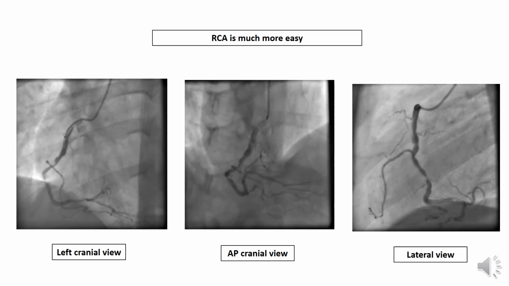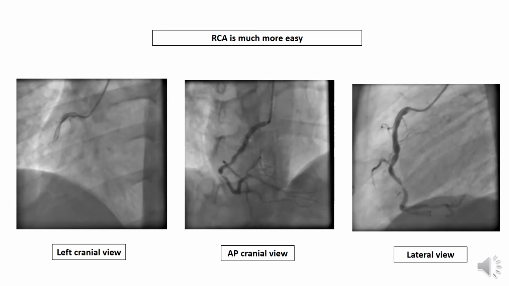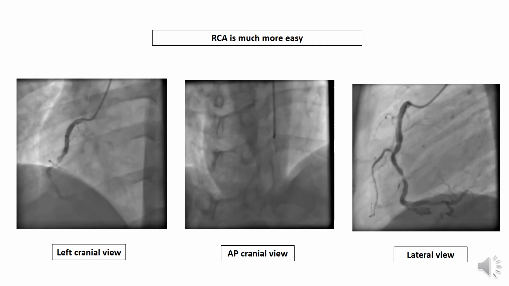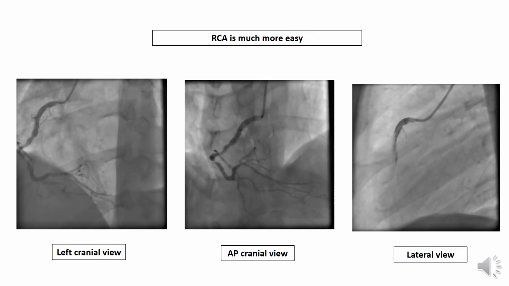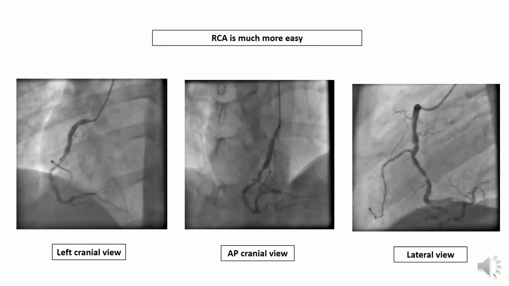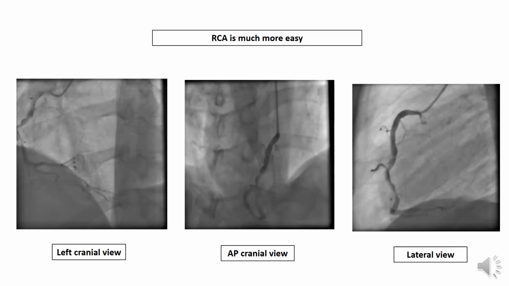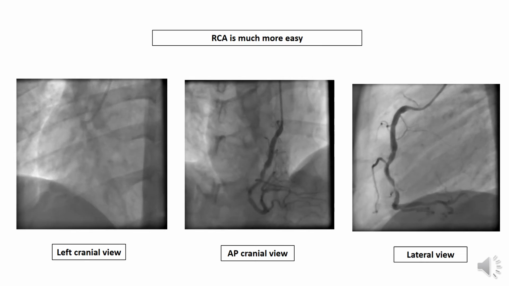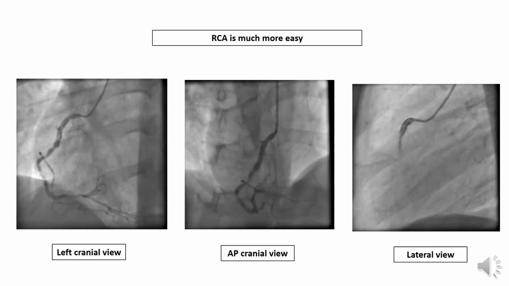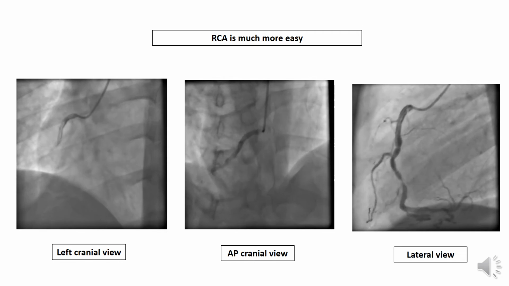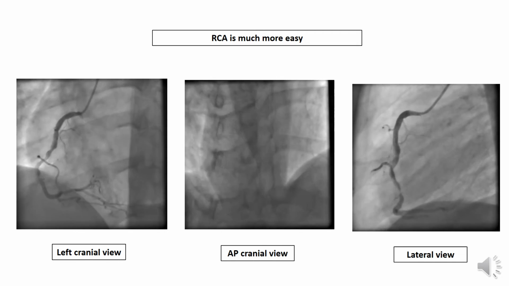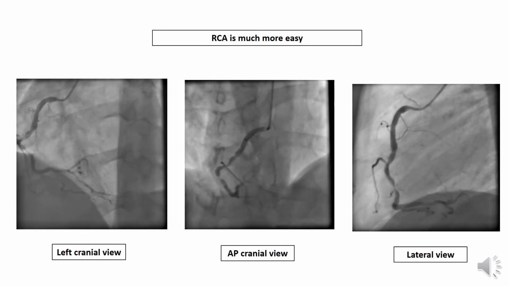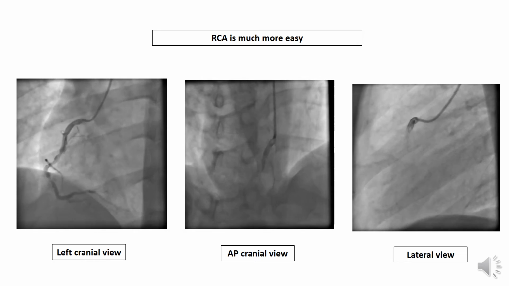The final view is the lateral view. Here is the sternum, and here is the diaphragm, and here is the RCA, proximal, mid segment and distal segment with its terminal branches, the posterolateral branch in the AV groove, and the posterior descending artery descending on the posterior interventricular septum. This view is valuable for almost every segment in the RCA, the proximal, mid, and distal branching system.